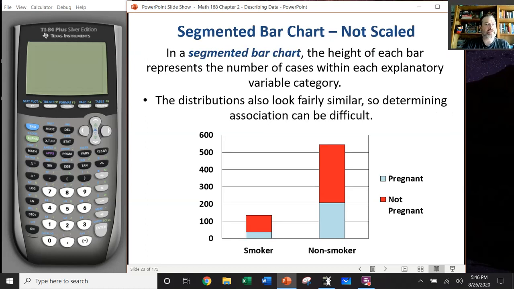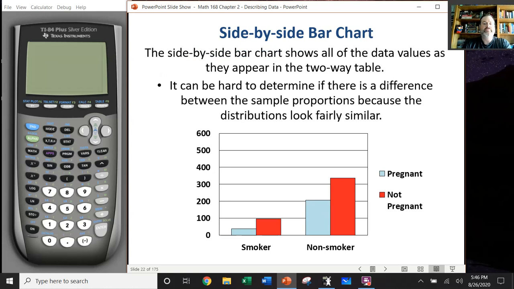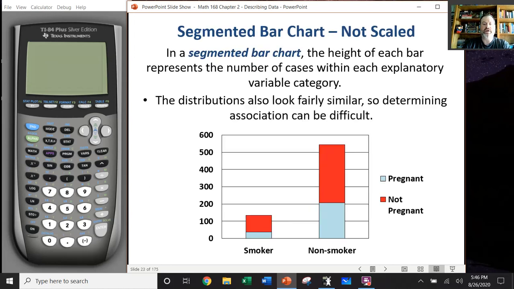We also use what's called a segmented bar chart, and this first one is not scaled. Here, all we've done is taken the side-by-side bar chart and stacked all the red parts on top of the blue parts. Take the red parts and just pull them up and stack them on their corresponding blue parts. You can go back and forth a couple of times and you can see. So why do we do this? Well, sometimes the information we're trying to get can be more easily seen by segmenting or stacking these bar charts. Again, we can see that the distributions look fairly similar. It doesn't really look like there's a big advantage for non-smoking women trying to get pregnant.